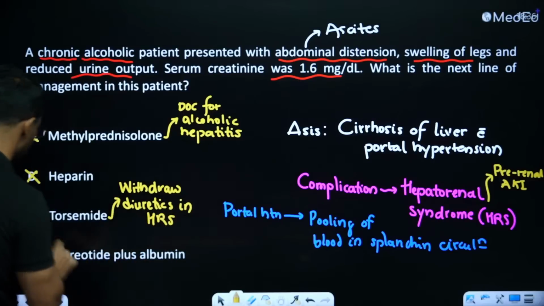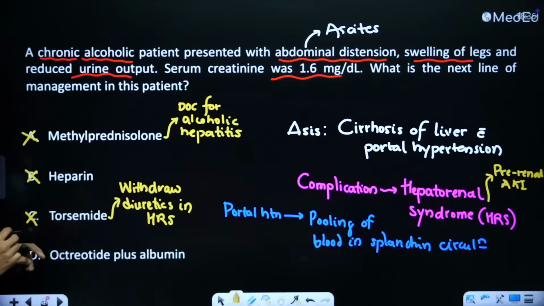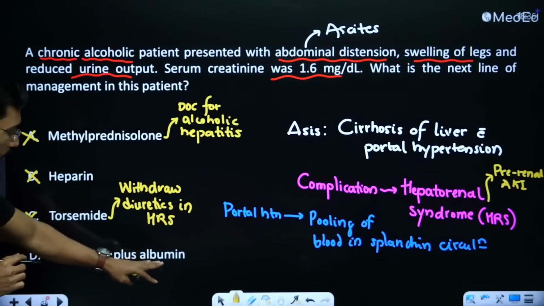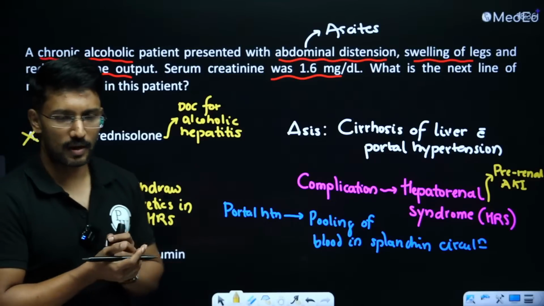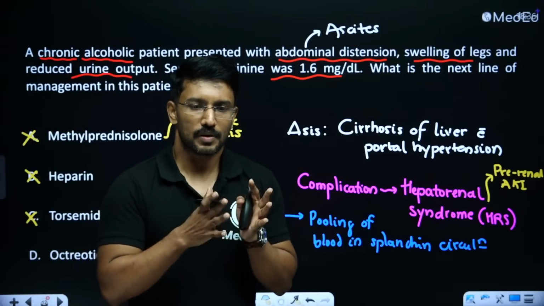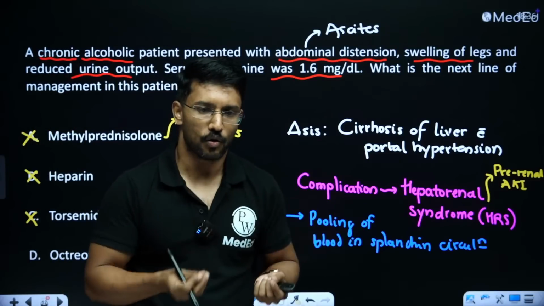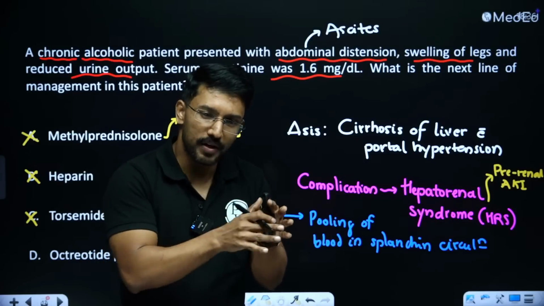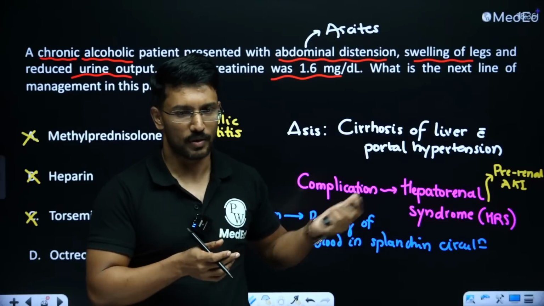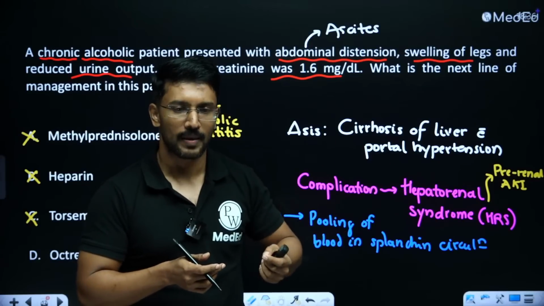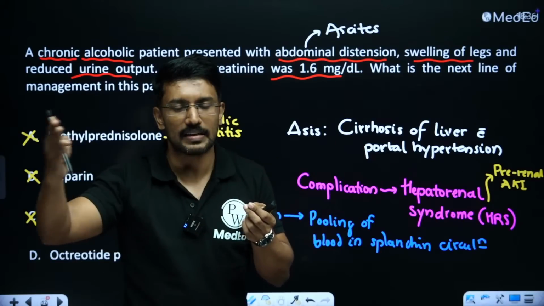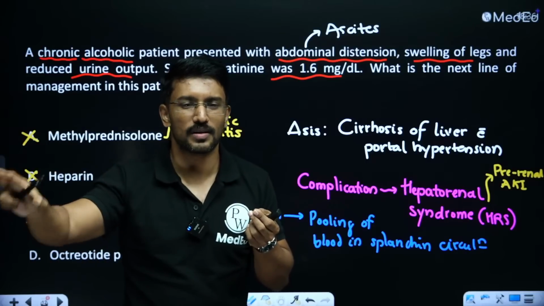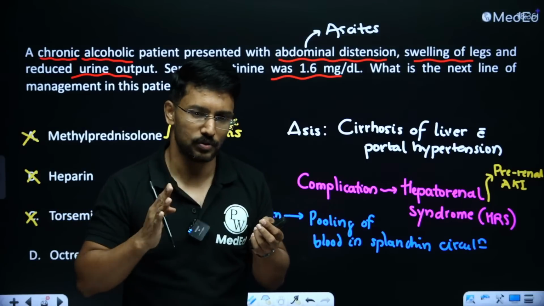So that cannot be my answer. So what's going to be my answer? Octreotide plus albumin. How is albumin going to help? Albumin is an oncotically active substance, so it helps you retain more fluid in the circulating blood. In liver disease, we have lost albumin, which results in fluid exiting the circulation and going into the third spaces, so that can come back to circulation.